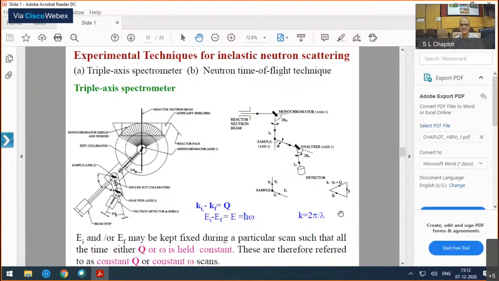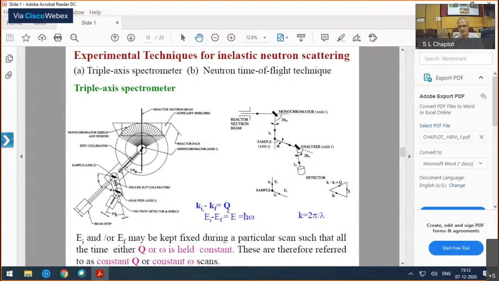So one is interested in the magnitude and direction of vector Q, and also the magnitude of the energy transfer. It is possible to do this. We'll go into more detail on that. But these experiments are done in such a way that quite often you work in two modes: either a constant vector Q, or a constant energy transfer, so that you keep one thing constant and then you can scan the other parameter.